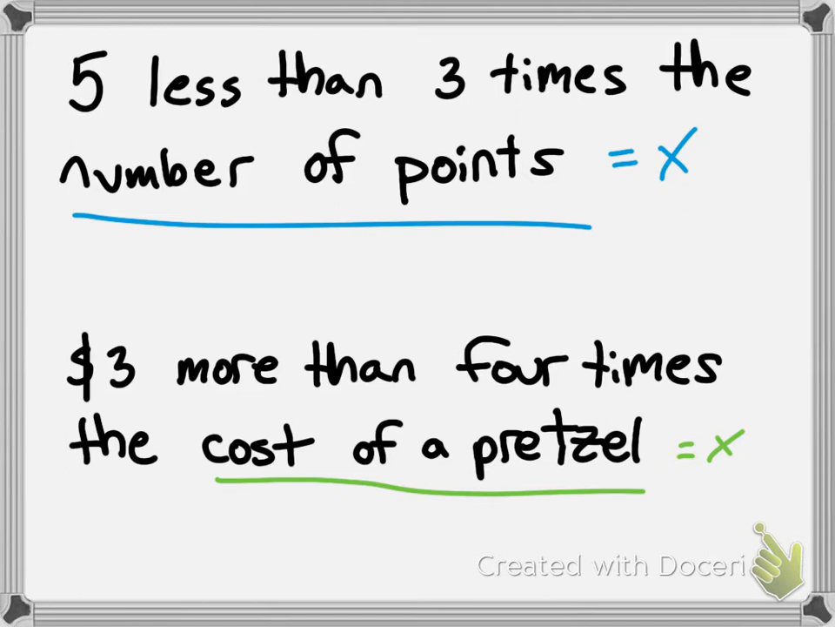Nathan, how would I write the expression for the first problem? You would do X times 3 minus 5. Perfect. X times 3 minus 5. 3 times the number of points, and we see that word than, which means it's going to come after. Perfect. Emil, what about the second one?